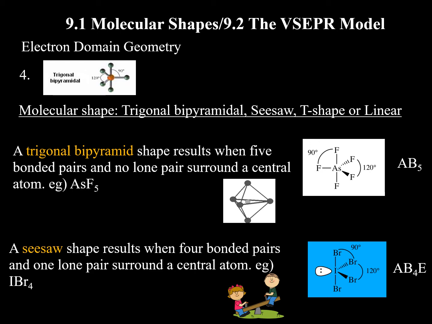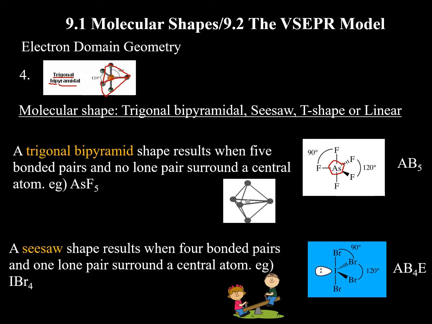If we look at the name, trigonal again means a triangle. Bi means two, so there's two pyramids. In this case, we have a pyramid above the plane, and we have a pyramid below the plane. So a three-sided pyramid above and below. And to determine if you have a trigonal bipyramid, if we look at our example here, arsenic pentafluoride, if we focus on the arsenic, we have five groups attached and we have no lone pairs, which results in a trigonal bipyramid.